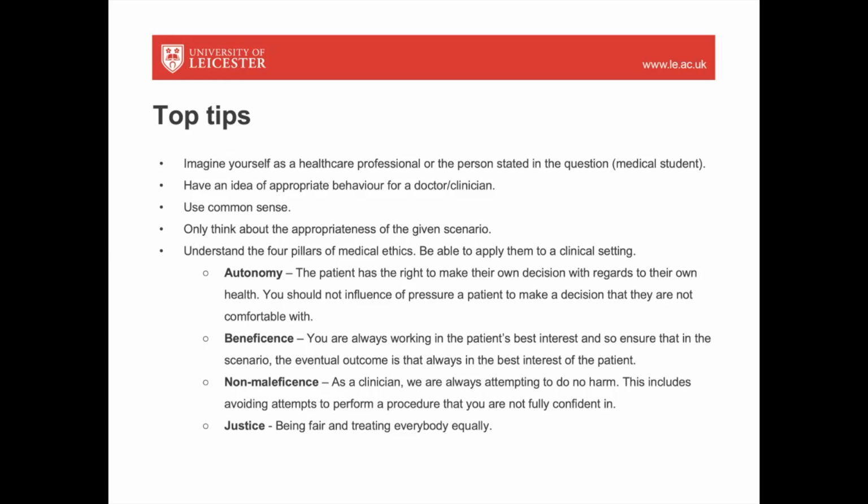This might be obvious, but actively trying to think it through might help a lot. Also use your common sense. If the answer seems to be very obviously wrong, chances are it's because it is. And try to only answer the question using context that is given in the scenario. All the information you need will be in the question itself.